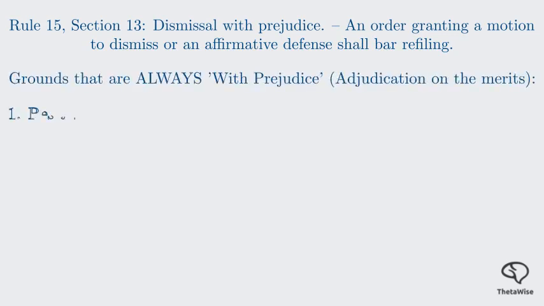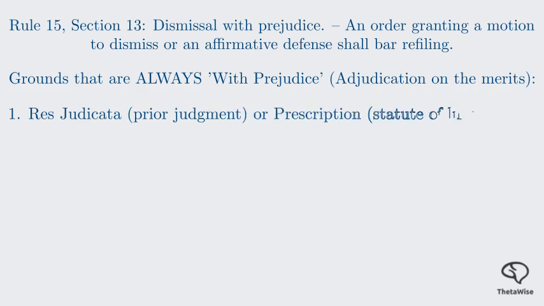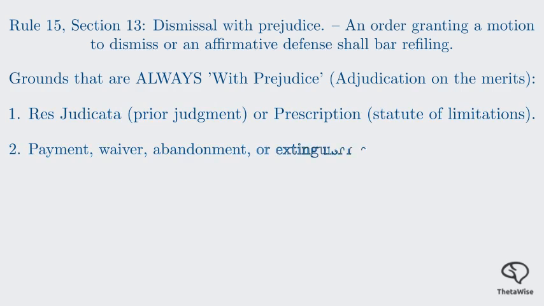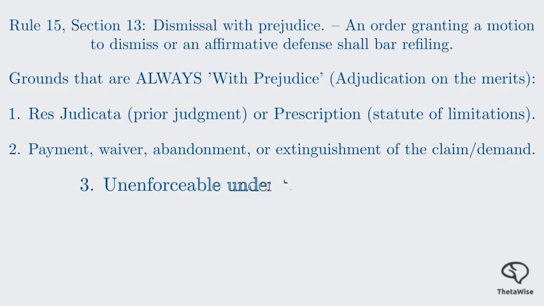First, dismissal based on res judicata or prescription. Second, dismissal based on payment, waiver, abandonment, or extinguishment of the claim. Third, dismissal because the claim is unenforceable under the statute of frauds. These three grounds are automatically with prejudice. Notice what's missing from this list. Lack of subject matter jurisdiction is not listed. Neither is litis pendentia. That's a crucial distinction.